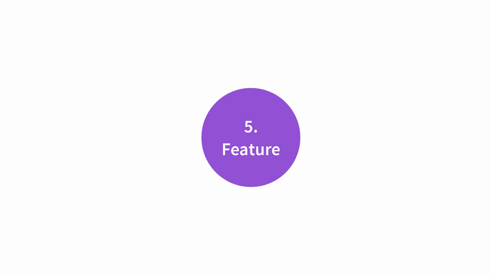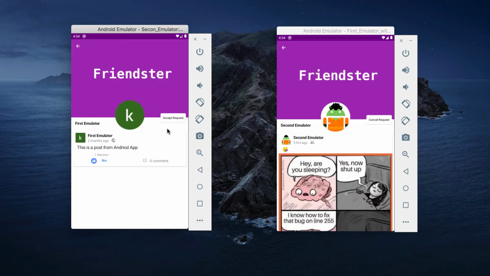So for now, let me show you one more important feature of this application, that is privacy system. So in our second emulator, I'm opening the profile of first emulator. And there is only one post which has the privacy label as public. But let me go to profile of this first emulator.